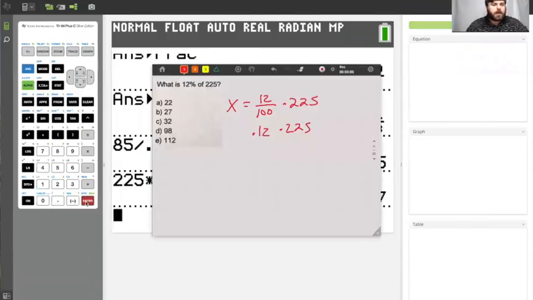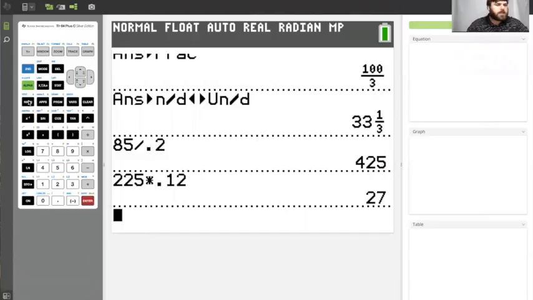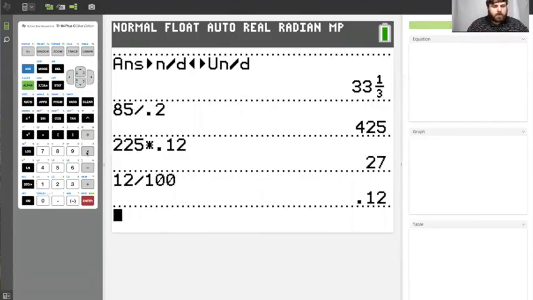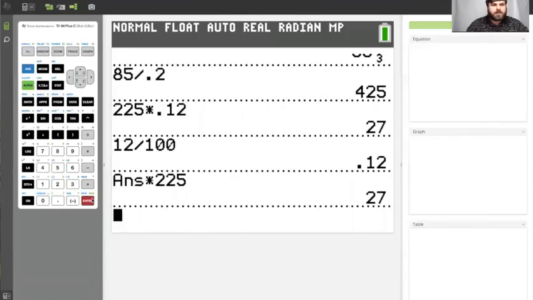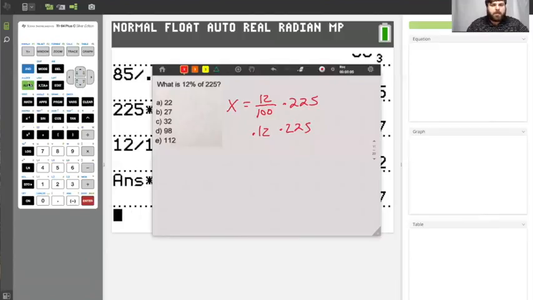Okay, so we know it's B. Now let's just try some other things out here. Let's do 12 divided by 100 first, and then multiply that by 225. Obviously, it's the same thing. What if you like the fraction? What if you want to make it look just like it does on paper? You see how it looks on paper?